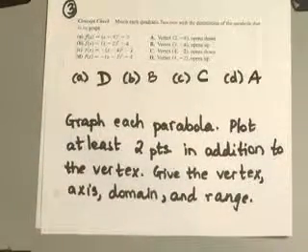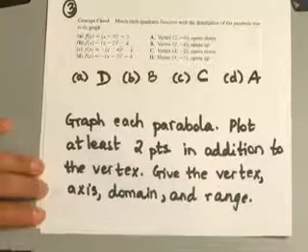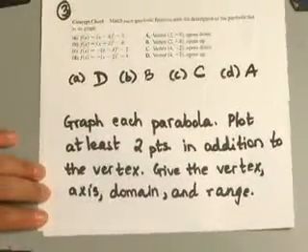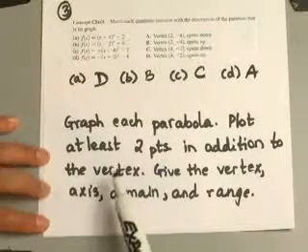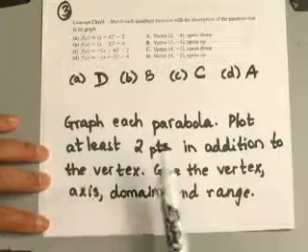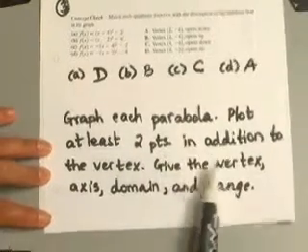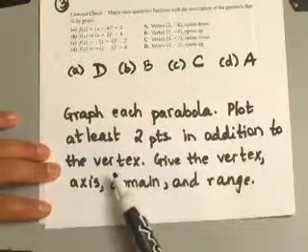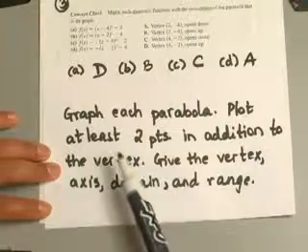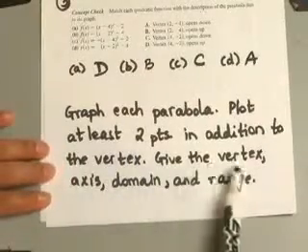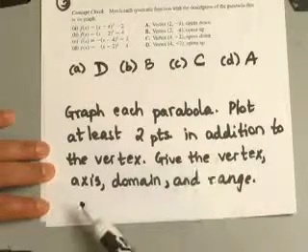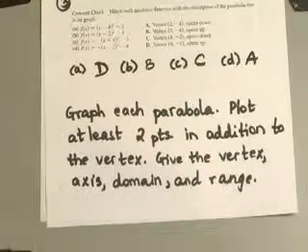Now for the last part of your section here, we are going to try and graph one more function. In this part, they're saying plot at least 2 points in addition to the vertex. So of course you need to identify your vertex and find 2 more points to help you graph that. And again, we need to identify the vertex, axis, domain, and range.